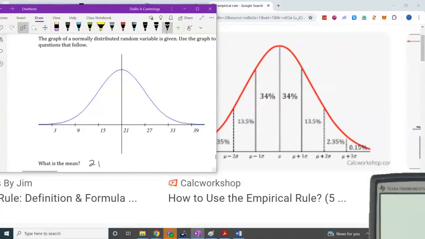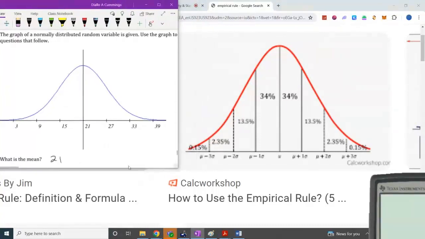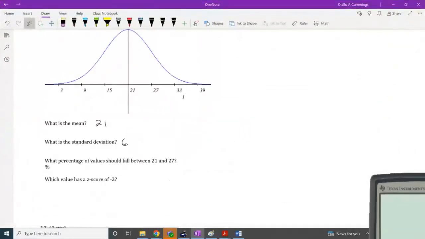All right, so if I were to just put all my numbers in this, I'm going to slide that over. So this would be 3. This would be 9. 15 would be here. 21 would be here. 27 would be here. So the area between 21 and 27 would be the 34%.